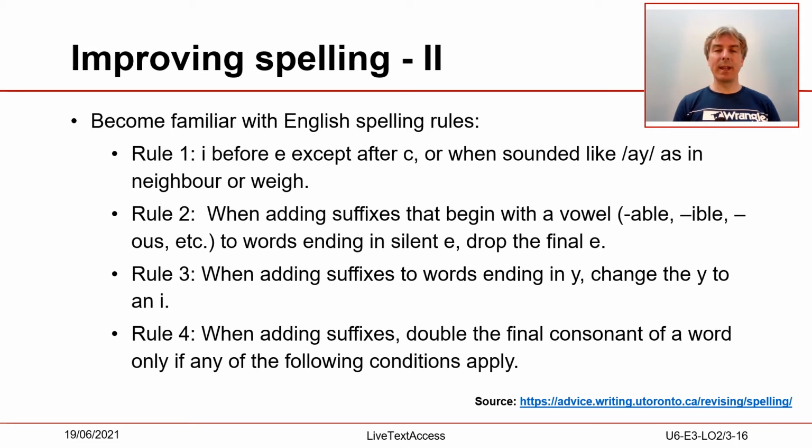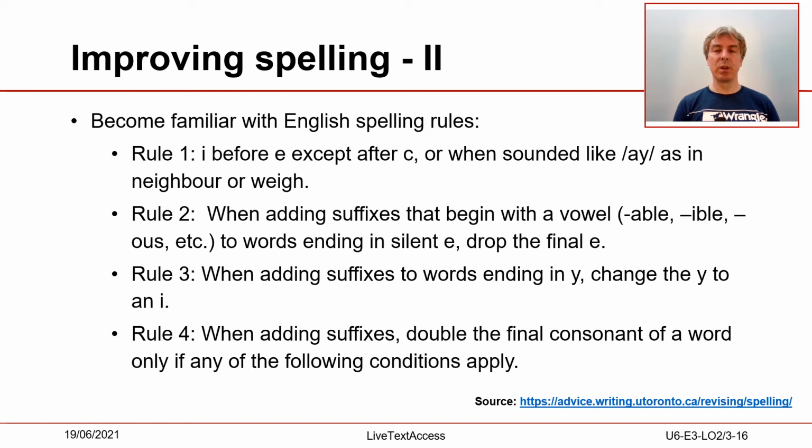Rule 2. When adding suffixes that begin with a vowel, such as able, ing, or ous, to words ending in silent E, drop the final E. This rule explains why a word like desire contains an E and a word like desirable does not. Other examples include response, responsible, continue, continuous, argue, and arguing. We do, however, retain the final E when a word ends in CE or GE in order to maintain the distinctive soft pronunciation of those consonants.